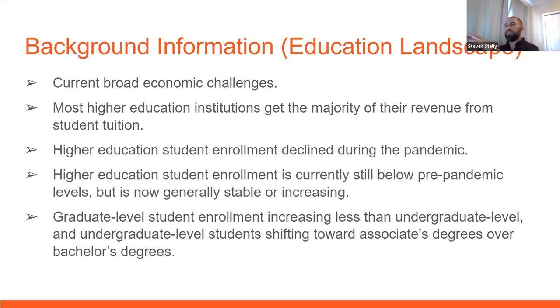And there's more of a shift toward, we'll say, students spending a short amount of time in higher education. So more toward associate's degrees over a bachelor's degree. And graduate student enrollment is not increasing as much. So fewer students are going to graduate school, and more undergraduate students are focusing on a shorter time period in an associate's level degree versus a bachelor's level degree.